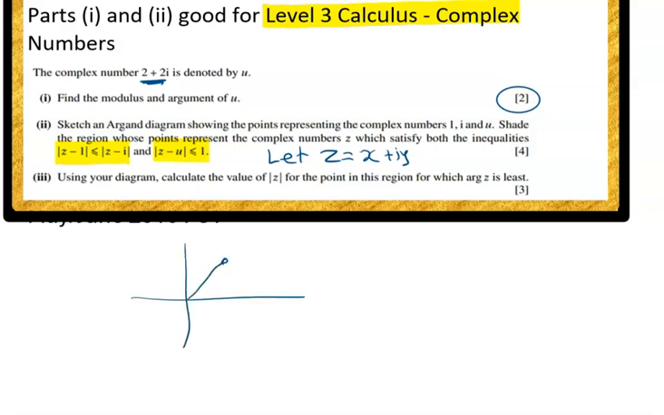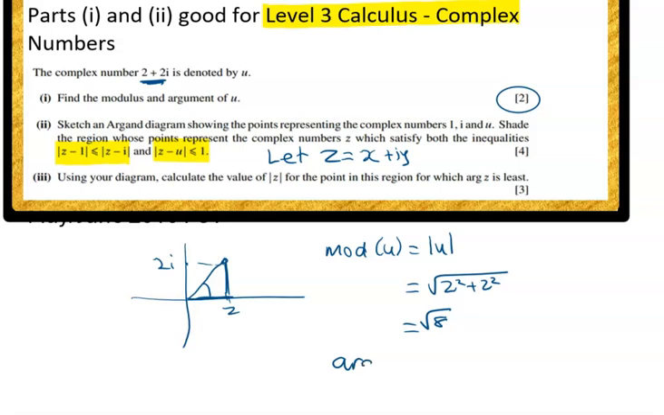So here is 2 plus 2i, mod of u, or we can write it in the usual way like that, is just going to equal 2 squared plus 2 squared square rooted, so it is Pythagoras, right? So that's root 8. And then the argument of u, we can see straight away from looking that I'm going out 2 and up 2, so arg of u is equal to pi on 4. By this point in the year, that should feel very, very easy. Right, let's now look at the next one.